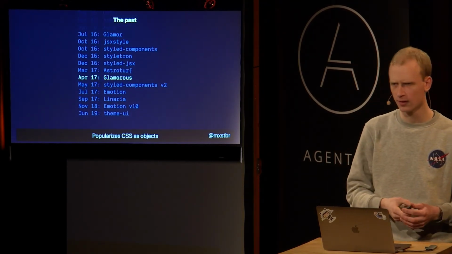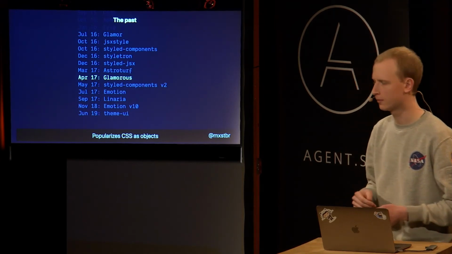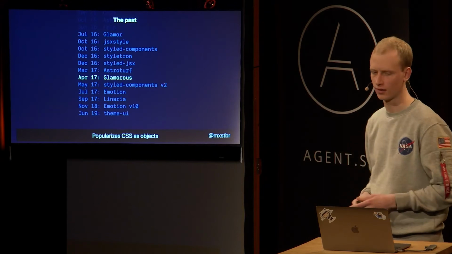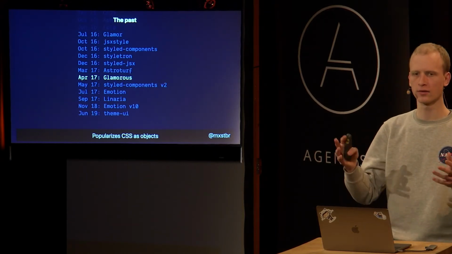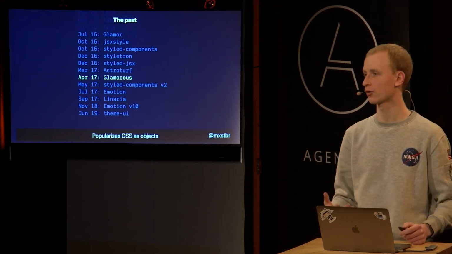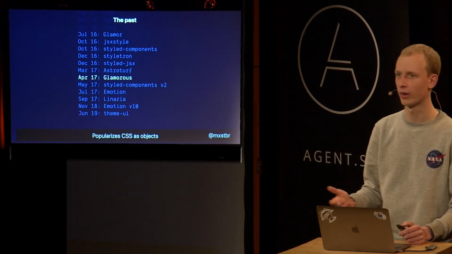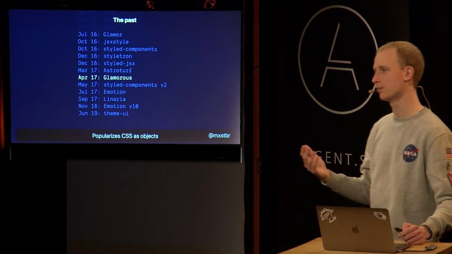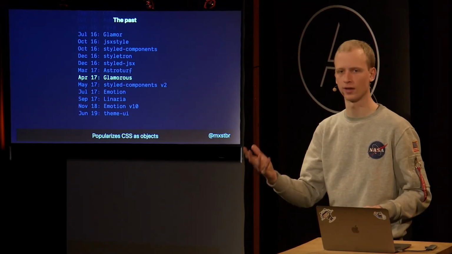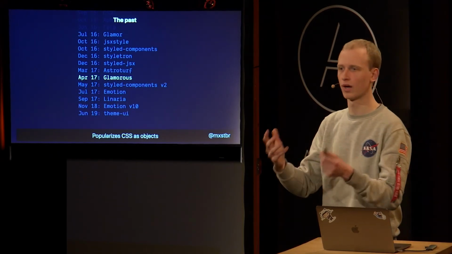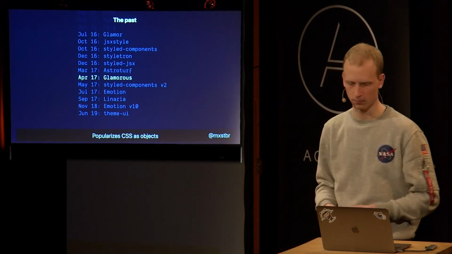In April of 2017, Kenzie Dodds released Glamorous. He worked at PayPal at the time, and they wanted to create their own CSS-in-JS library. Now, Glamorous really popularized this idea of writing CSS as JavaScript objects. Again, trade-offs and trade-offs, right? Benefits and drawbacks, but they wanted to do that, and they also wanted to use this styled components like API, and so they built Glamorous, which is essentially styled components, but it lets you write CSS as JavaScript objects.